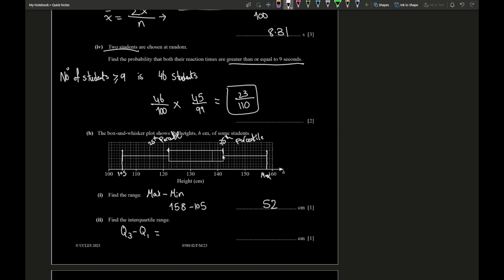Okay. The 75th percentile here is 142 and the 25th percentile here is 122, so 142 minus 122 is equal to 20 centimeters. On to the next page.